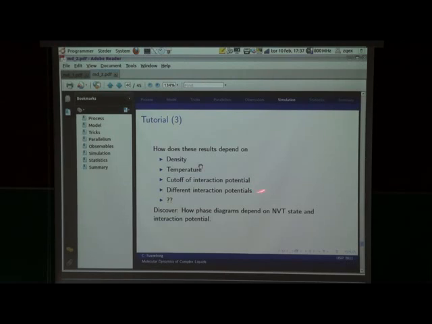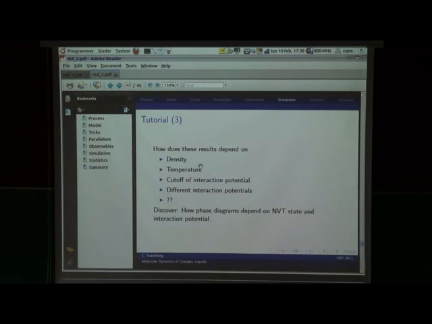I could also ask, what if we have different interaction potentials? Well, I've just picked the simplest one. We could really do anything. We could start to glue these particles together and study more complex liquids. The Lennard-Jones liquid is just the starting point. So this is the starting point of discovering how the phase diagram depends on the position in the state space of NVT and the interaction potential.